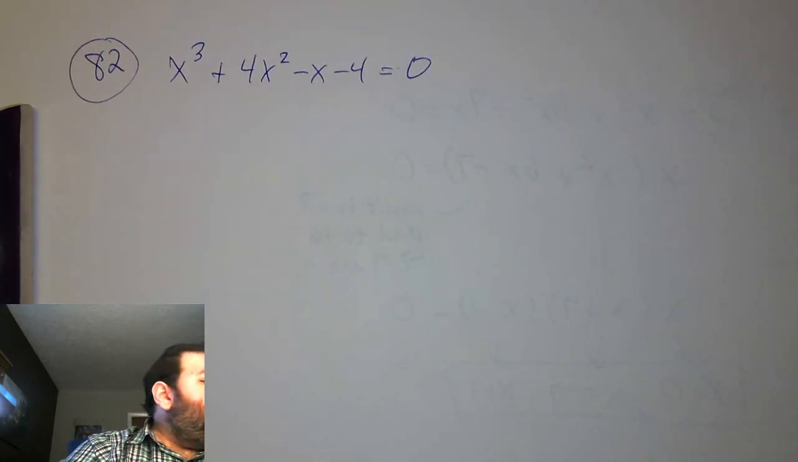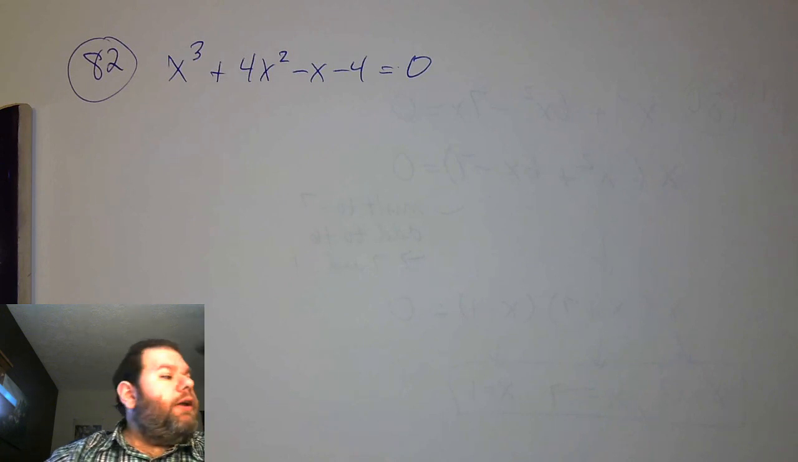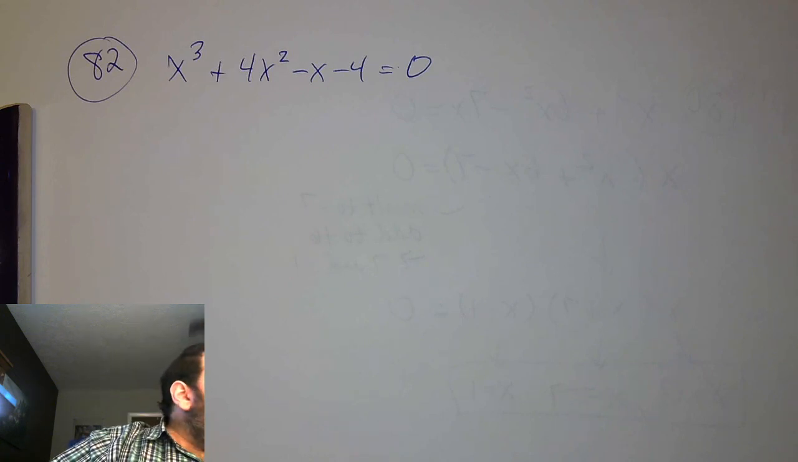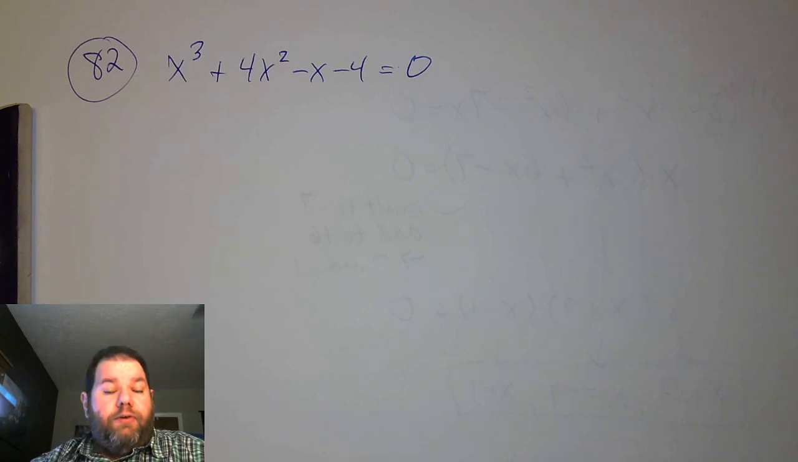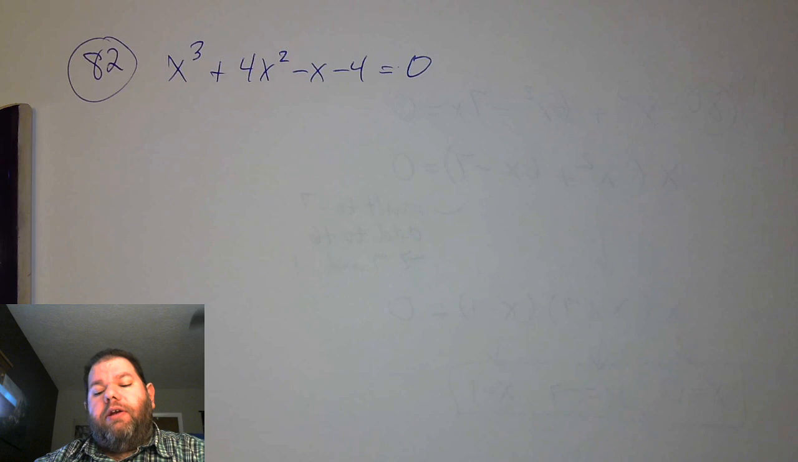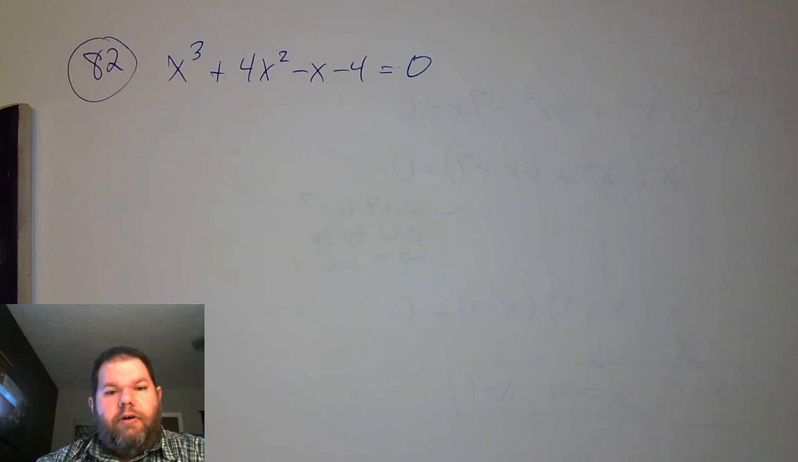So we have x cubed plus 4x squared minus x minus 4 is equal to 0. Okay. And we can tell this one's different from the last one because we have that minus 4 at the end, so there's no common term to take out.